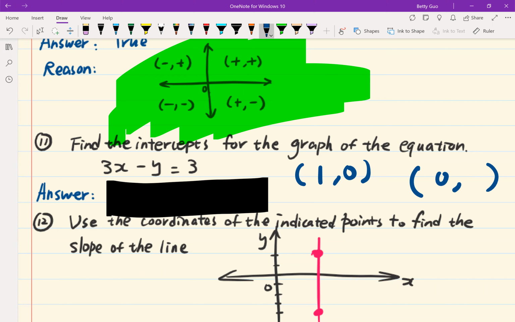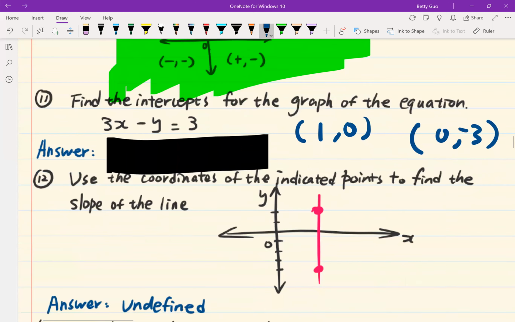Okay. Let's plug in x equals 0 for y-coordinate. If x is 0, what is y? -3, yeah. If -y is 3, y is -3, right? So 0, comma -3, y-intercept. All right? Number 12, find the slope for this straight line.